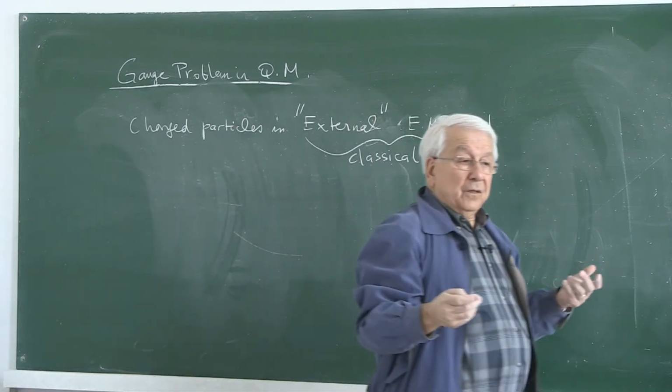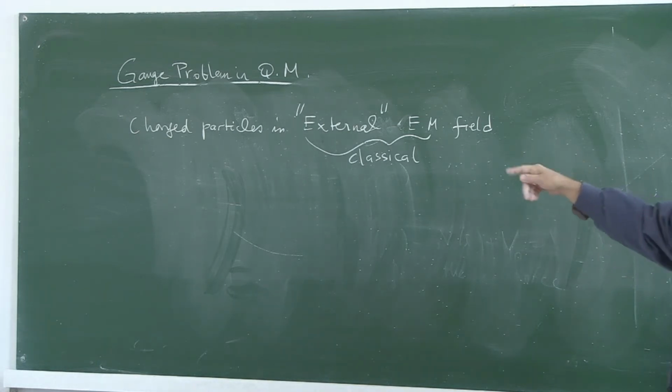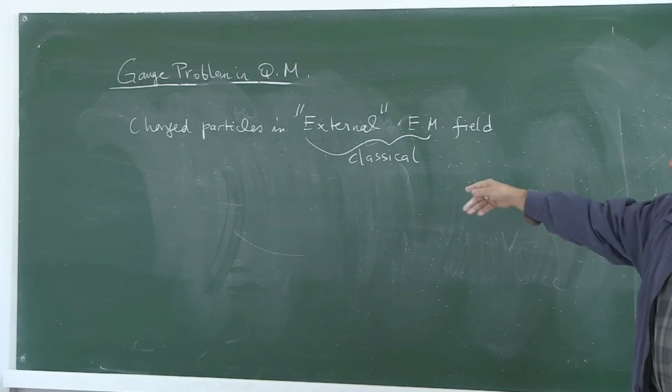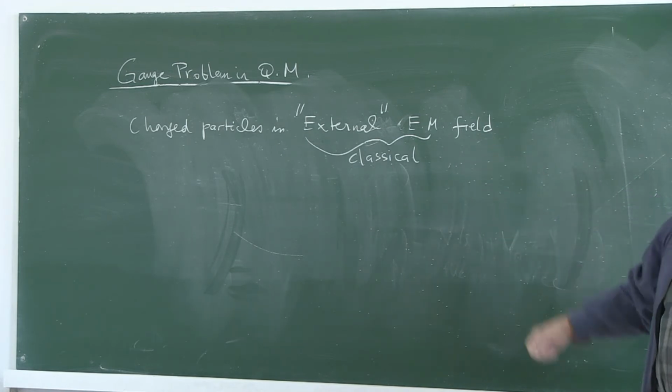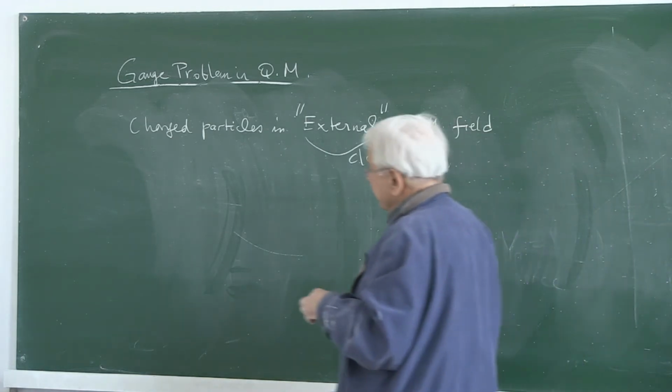The electromagnetic field in which we put the particle is not quantized. It's treated classically in the context of Maxwell's theory, and the particle we have, the electron or proton, whatever you are putting in that field, is treated quantum mechanically. So when you see this terminology, external, it means it's a classical field. I could have said charged particle in a classical electromagnetic field if you want. And that's the quantum mechanics of this problem we will discuss.